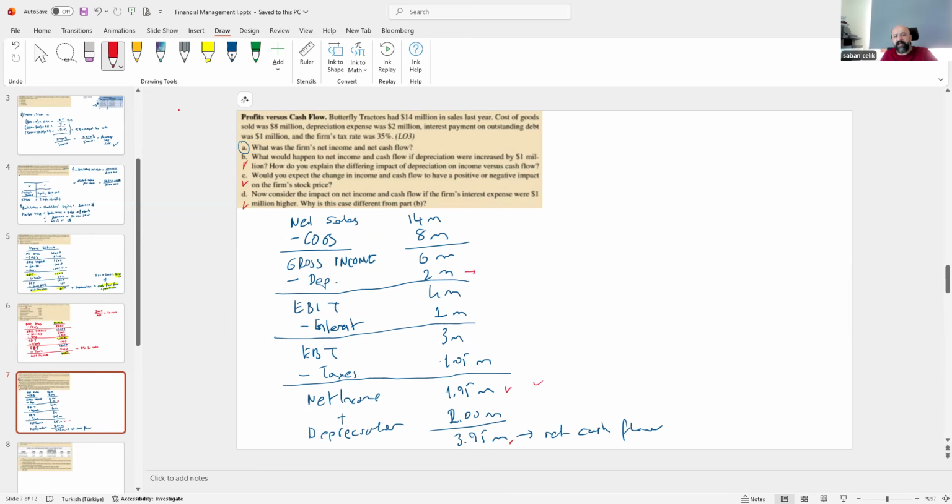So now for the D here, consider the impact on net income and cash flow if the firm's interest expense were 1 million higher. Why is this case different from part B? Now you will change interest here from 1 million to 2 million, then calculate again net income and cash flow and evaluate the result. That's it. For part A, B, and D, you will reconstruct this income statement with the required revisions. That's it. I'm not going to do that. This is your task. Good luck.